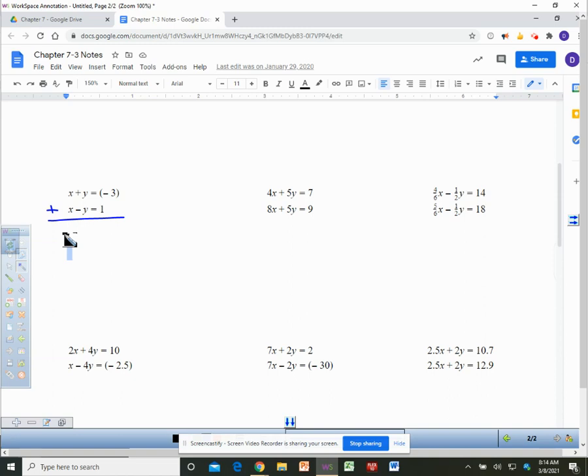What's 1x plus 1x? 2x. The y's are going to cancel out now. Negative 3 plus 1 gives me negative 2. So what's x got to equal? Negative 1. And you just take that, plug it in. Negative 1 plus y equals negative 3. So we add 1. y is negative 2. Your coordinate would be negative 1, negative 2.